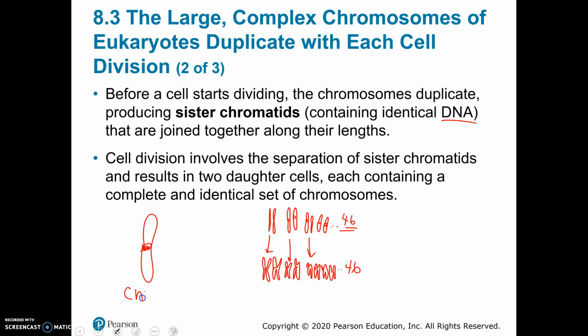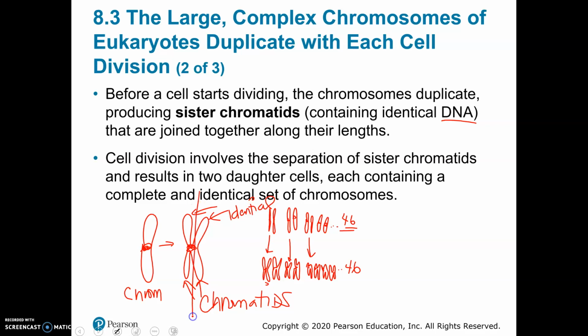So this is one chromosome before it makes that copy of itself. And then it makes a copy of its information, and now these two sides, this is still one chromosome, but these are called sister chromatids, and it turns out that these sister chromatids have the exact identical information. That way, when the cell divides, this can split in half, and each new cell would get an exact copy of the info.